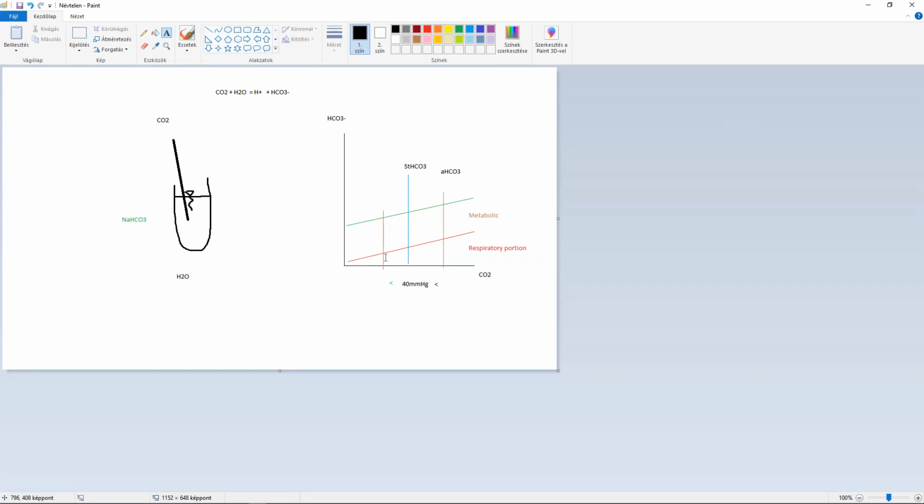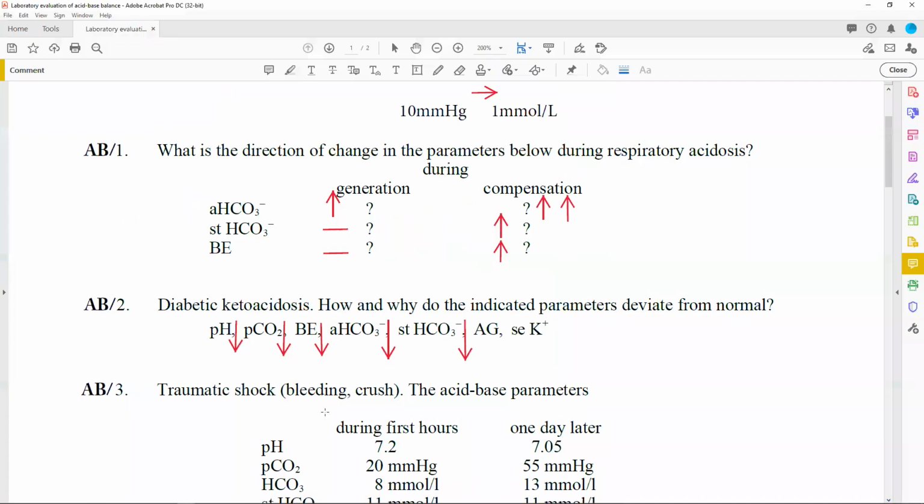Because you put less CO2 into the solution as a respiratory portion. All the time, if the CO2 is less than 40, the actual should be less than the standard bicarbonate. All right? If the CO2 is a bigger one, the actual is bigger than the standard. Look at the first question.